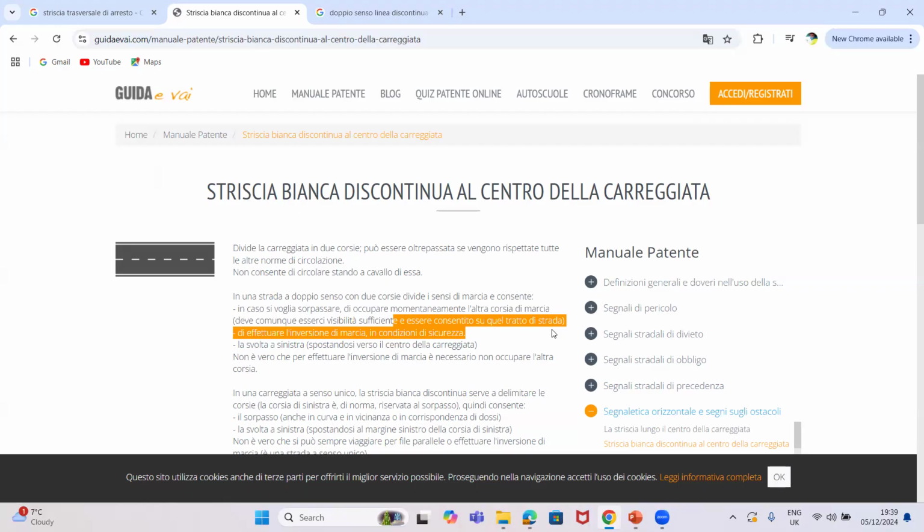If they're not talking about doppio senso with discontinuous line in the center. All right. Yeah, let's continue now. Number 2. In una strada a doppio senso con due corsie, they said, consente di effettuare inversioni di marcia.